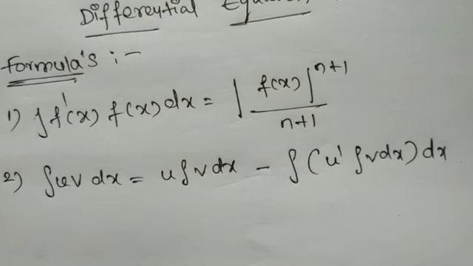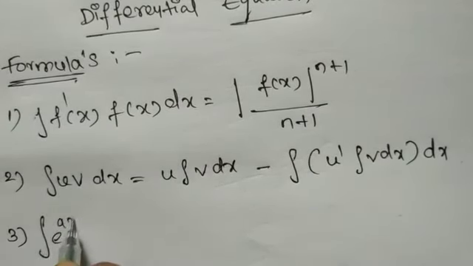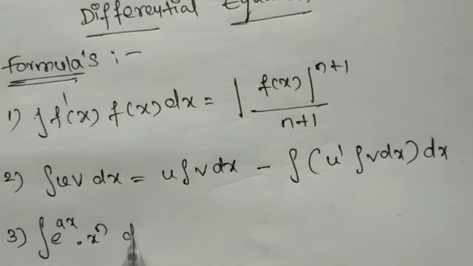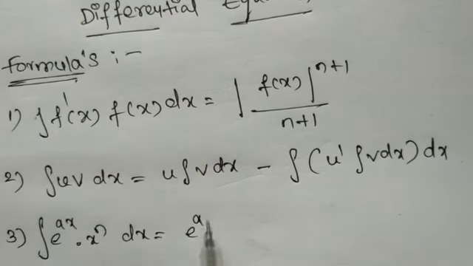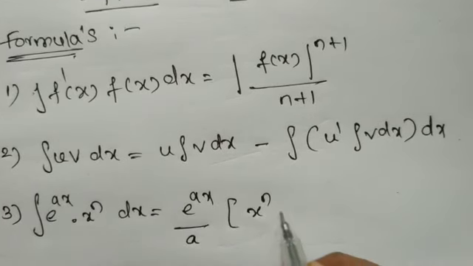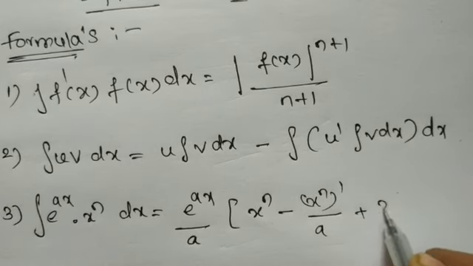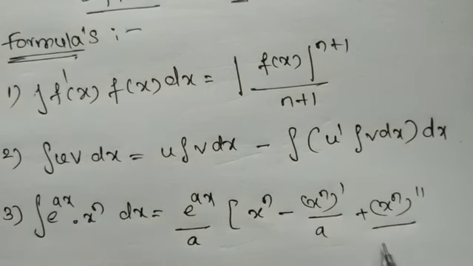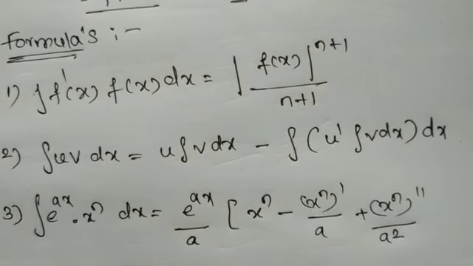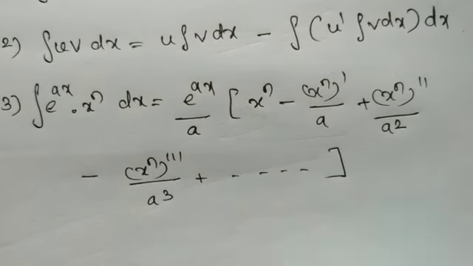So this is integration of uv, and then integration of e^(ax) into x^n dx equal to e^(ax) by a into x^n minus x^n' by a plus x^n'' by a squared minus x^n''' by a cubed plus, and so on.